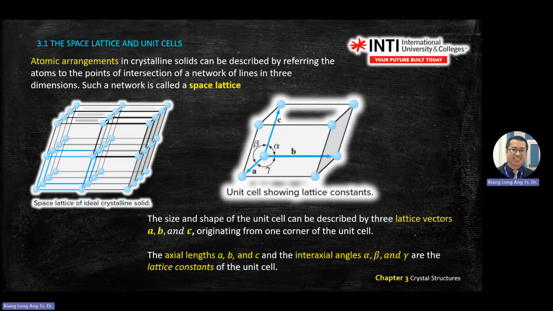At this moment, do you understand what a crystalline solid means? What is meant by space lattice? Space lattice is just a representation of how you join atom to atom together. Lattice is like a box. Then if you pull out one of the crystalline units, it becomes a unit cell. Space lattice, unit cell.